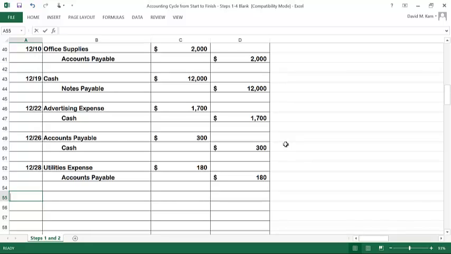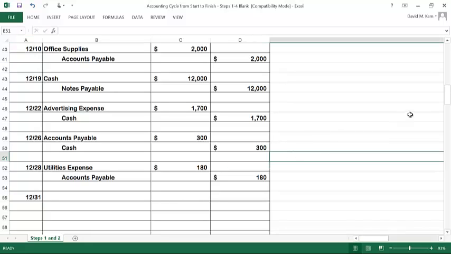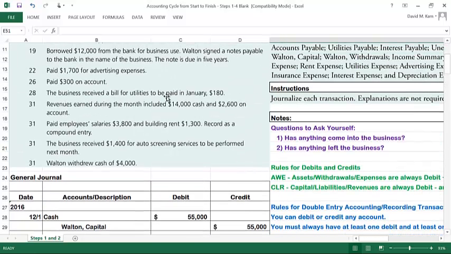Okay, then we have 4 different transactions that we have to do on the 31st of the month. So our first one takes us to revenues earned during the month included $14,000 of cash and $2,600 on account. This will be the first of our 2 compound entries that we'll be able to address here in this illustration. So we know cash was earned in the amount of $14,000, so we know that's going to come into the business. And notice it tells us that we also earned $2,600 on account. Now, what does that mean? Well, that means that we extended credit to our customers that would allow them to pay us at a later time. So they owe us the money.